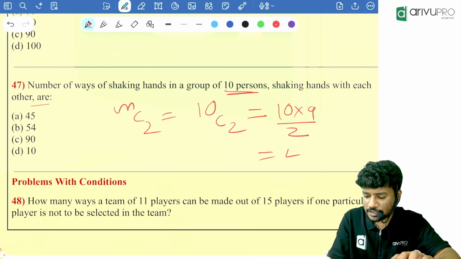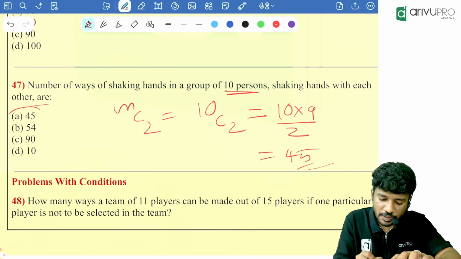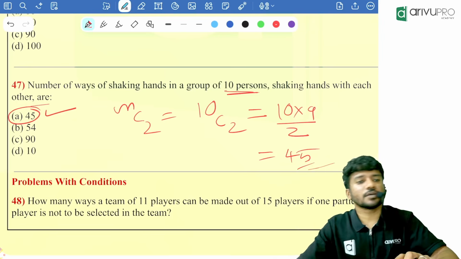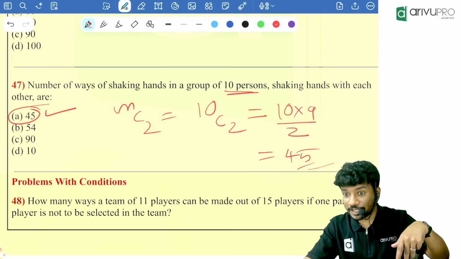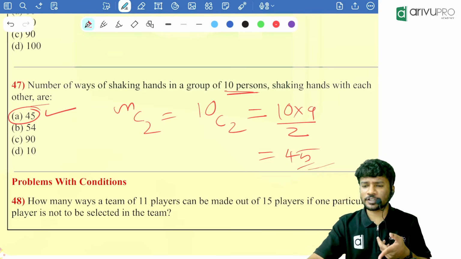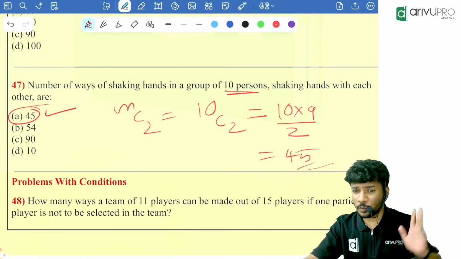And how much is the answer, people? 45. Option A is your answer. Direct questions. This is how they ask. Are you getting my point? If you don't know this formula, will you be able to answer? No. You might think about it.